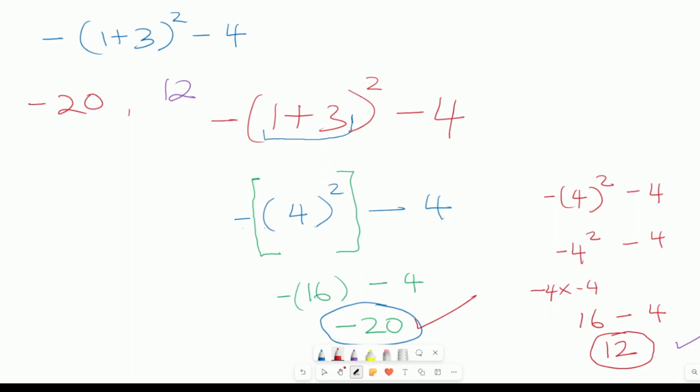Pause the video and go and do your research. Go and do a 3-minute research and come back and tell me what answer you found. You can leave your answer as a comment and then we will debate. So we have team negative 20 and we have team 12. Who is correct? And then I'm going to explain subsequently what the correct way of doing this should have been. So pause the video, go and do it and come back and tell me whether the answer to this question is minus 20 or 12.